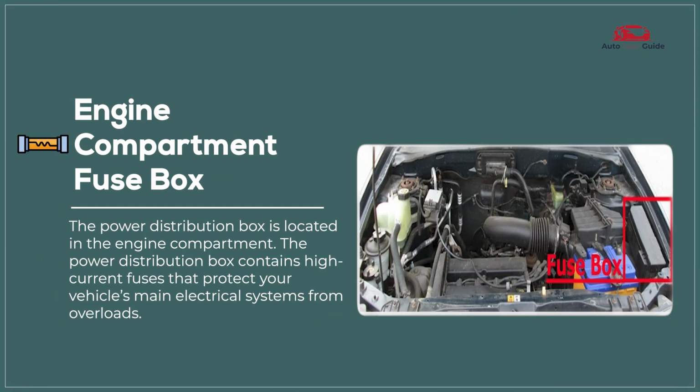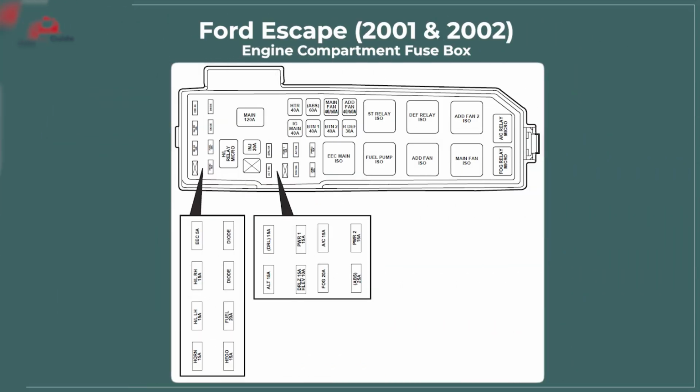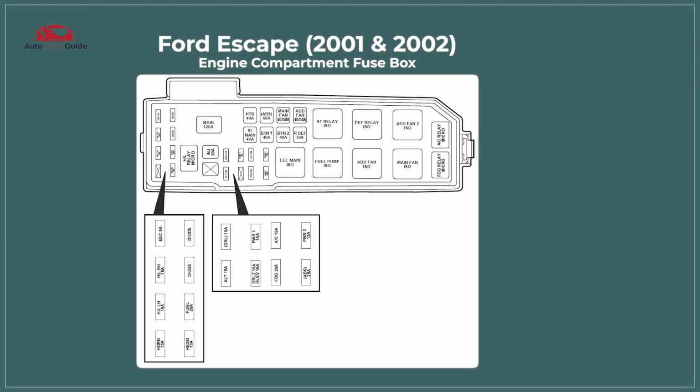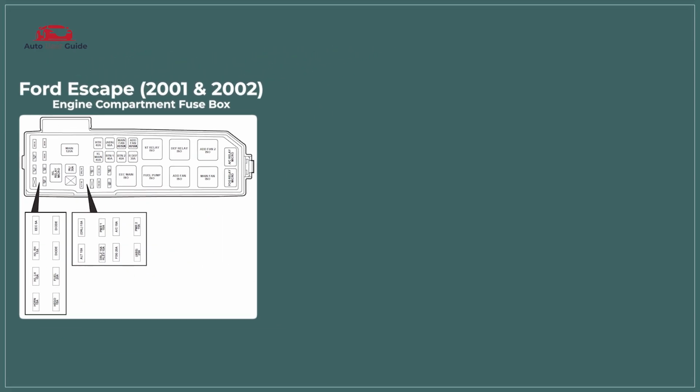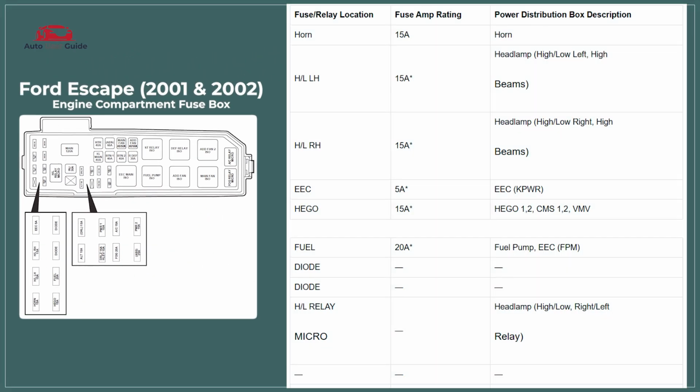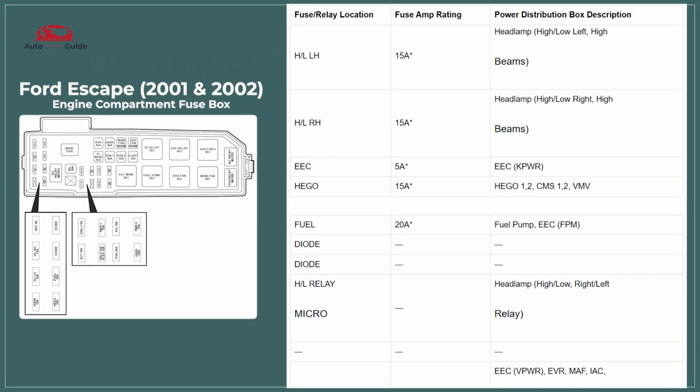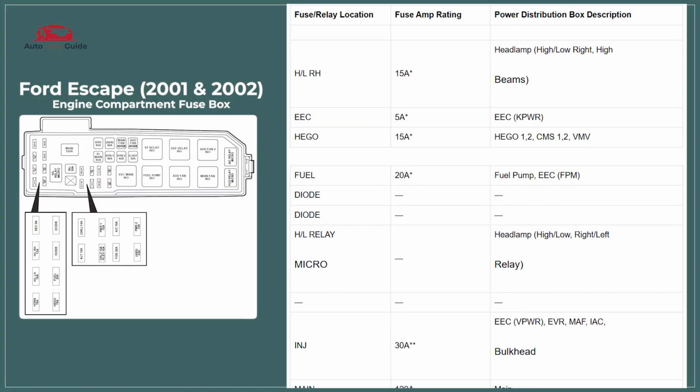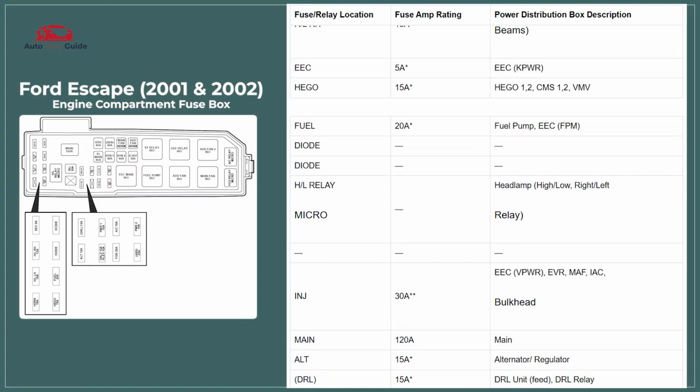Engine compartment fuse box. The engine compartment fuse box in the 2001 and 2002 Ford Escape safeguards key engine and powertrain systems, including the ignition, fuel pump, ABS, and cooling fans.